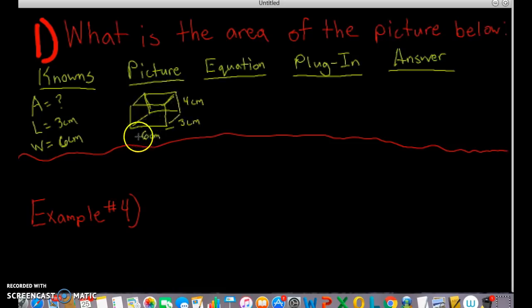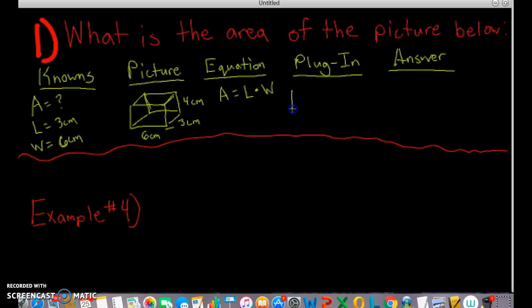All right, we already have our picture here. We have a three-dimensional object. The width is 6 centimeters, the length is 3 centimeters, and the height is 4 centimeters, but we're calculating area, so we do not care about height. If we look at our resource sheet, we know that the equation for area is A equals length times width. And now we're going to plug in our knowns into our equation.